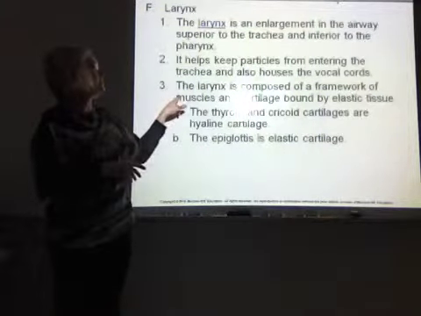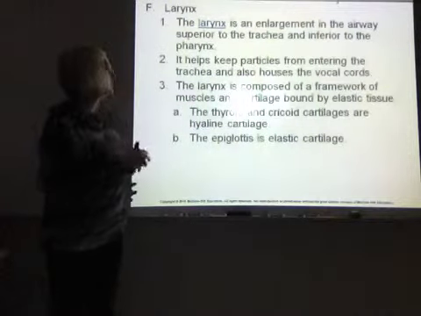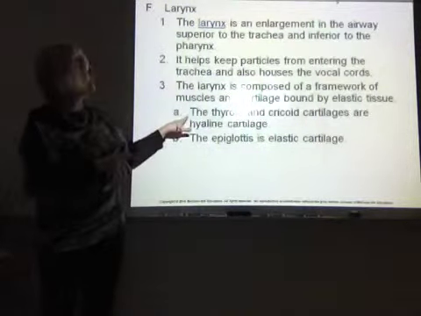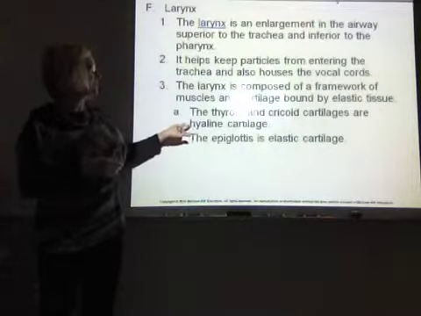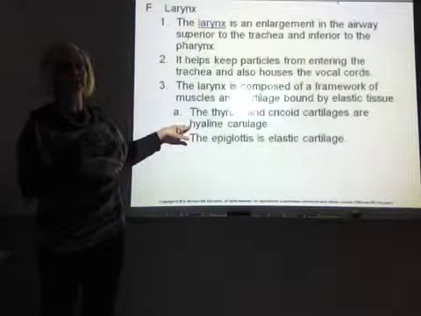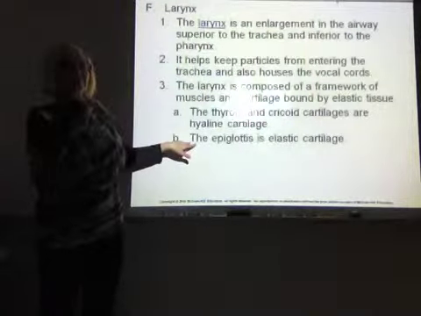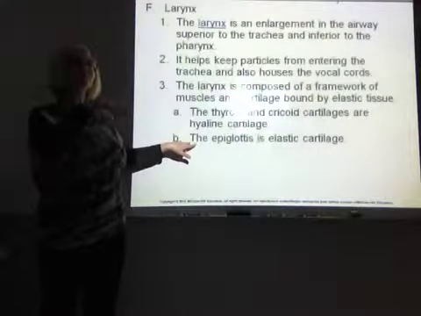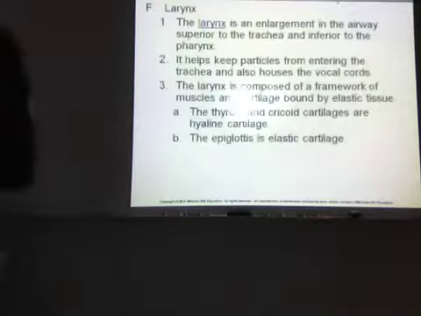The larynx is composed of muscles and cartilage that are bound together by an elastic tissue. Your thyroid and then cricoid cartilages are made up of hyaline cartilage. And then the epiglottis, the flap that keeps food from entering your airway, is also elastic cartilage.